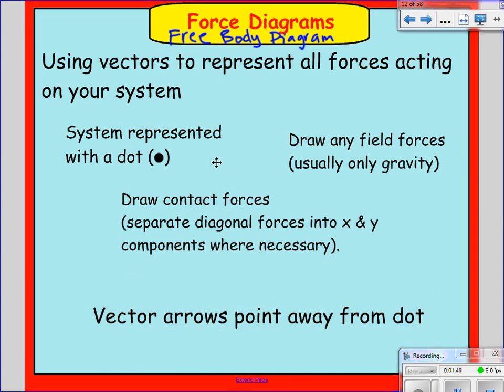Finally, rule number 4, vector arrows need to point away from the dot, not towards it. So, for example, if my object was a box, and I was pushing the box, I would want to make sure that when I draw my box as a dot, I don't draw the arrow going into the dot. I draw the arrow going out of the dot, like that.